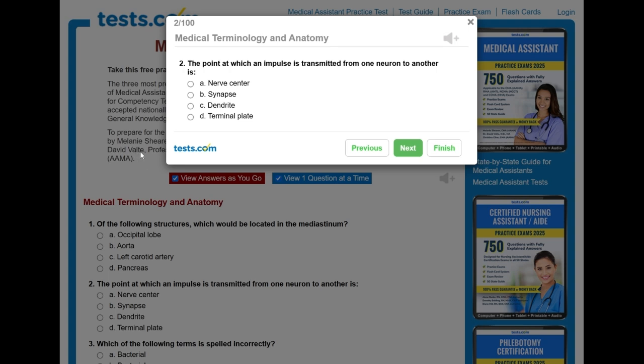Question 2. The point at which an impulse is transmitted from one neuron to another is A. Nerve center. B. Synapse. C. Dendrite. D. Terminal plate.